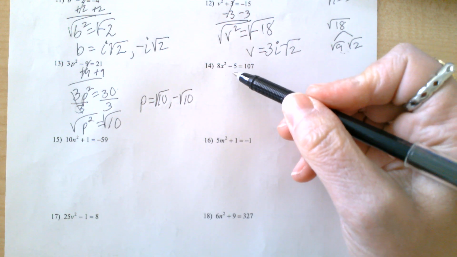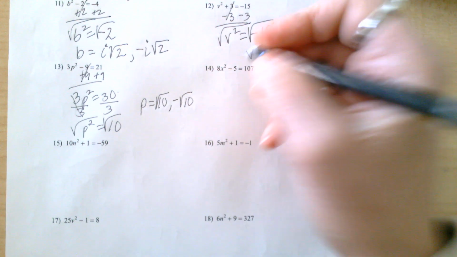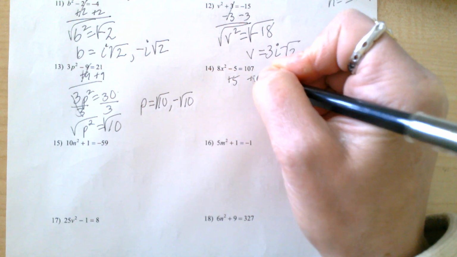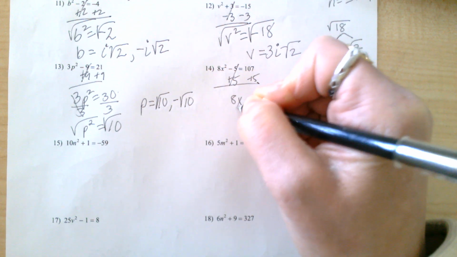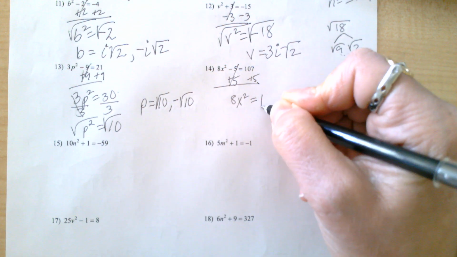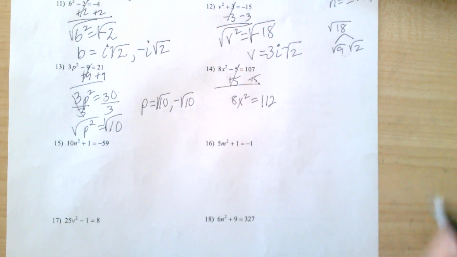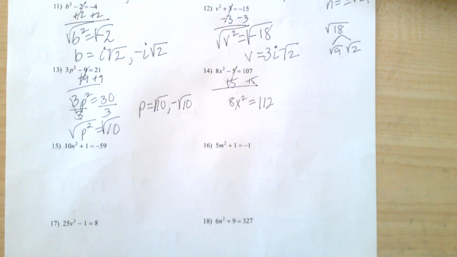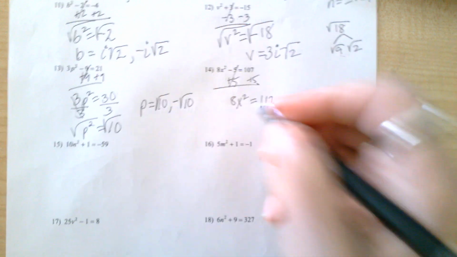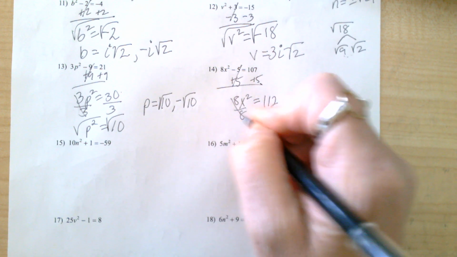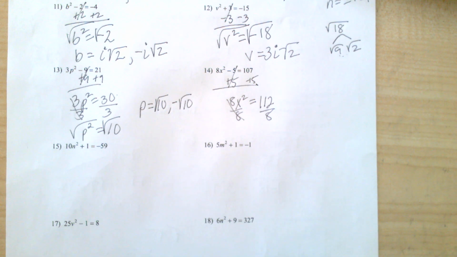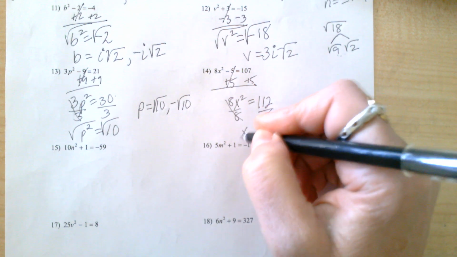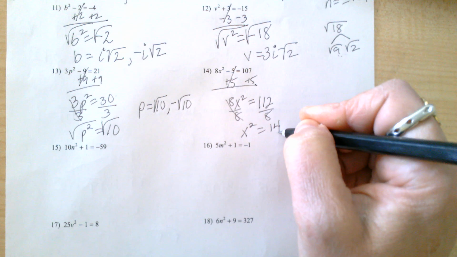All right, 8x squared minus 5 equals 107. We're going to add 5 to both sides. We're going to get 8x squared equals 112, I believe. And we are going to be dividing by 8. You're right, dividing by 8. Now I'm just going to be taking my calculator out here and dividing 112 by 8, and I'm going to get 14. So x squared equals 14.